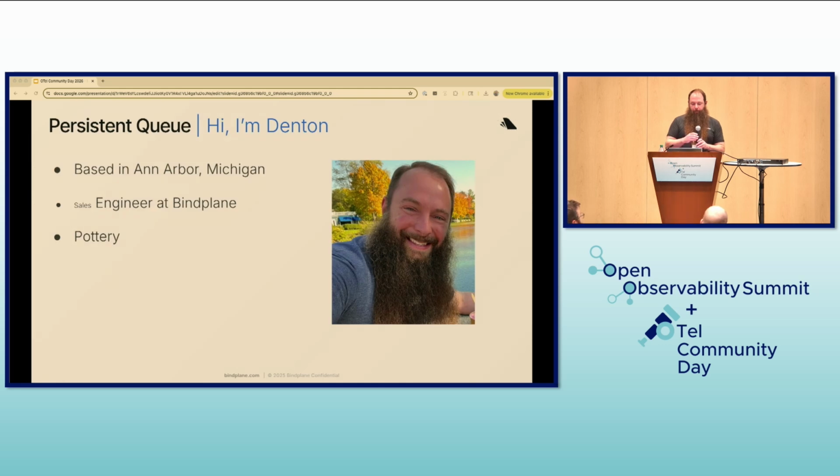Cool. So who am I? Denton Krietz, based out of Ann Arbor, Michigan, and I am a sales engineer for Bindplane, which means I work with customers every day on the OpenTelemetry Collector, getting it deployed at scale and so forth. So I have at least some experience working with the persistent queue. When I'm not working in OpenTelemetry and telemetry pipelines, you'll often find me at the Pottery Studio. So feel free to come and chat with me about that as well.